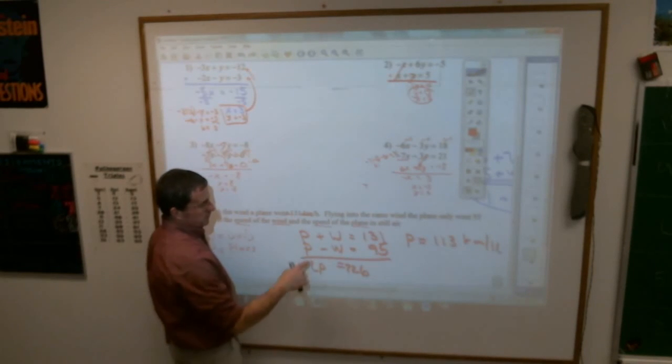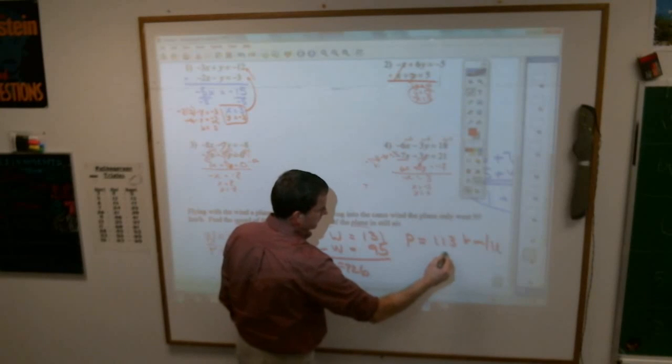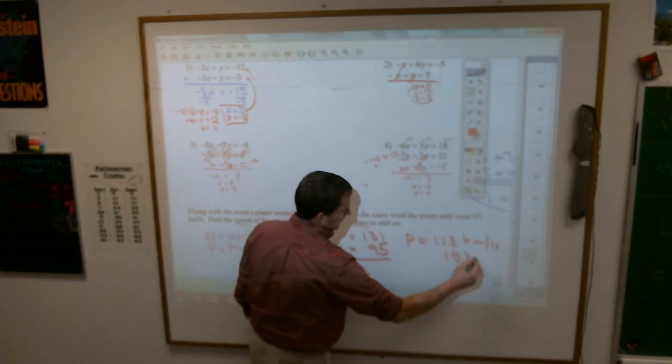And then the speed of the wind, plane plus the wind is 131, so what would you add to 113 to get 131? I believe 18 km/h.